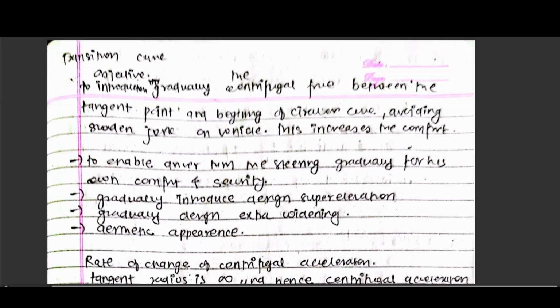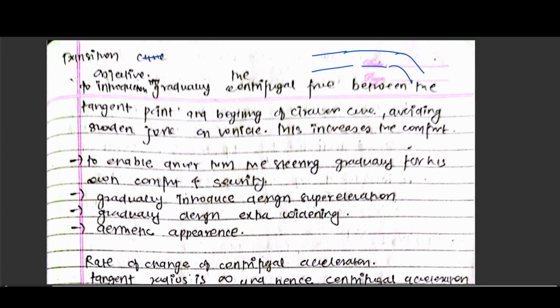Transition curve. We are going to discuss it. So what is the transition curve? It is simple. It is the curve which is provided in the transition between the straight line and the circular curve. This curve portion is known as the transition curve portion.